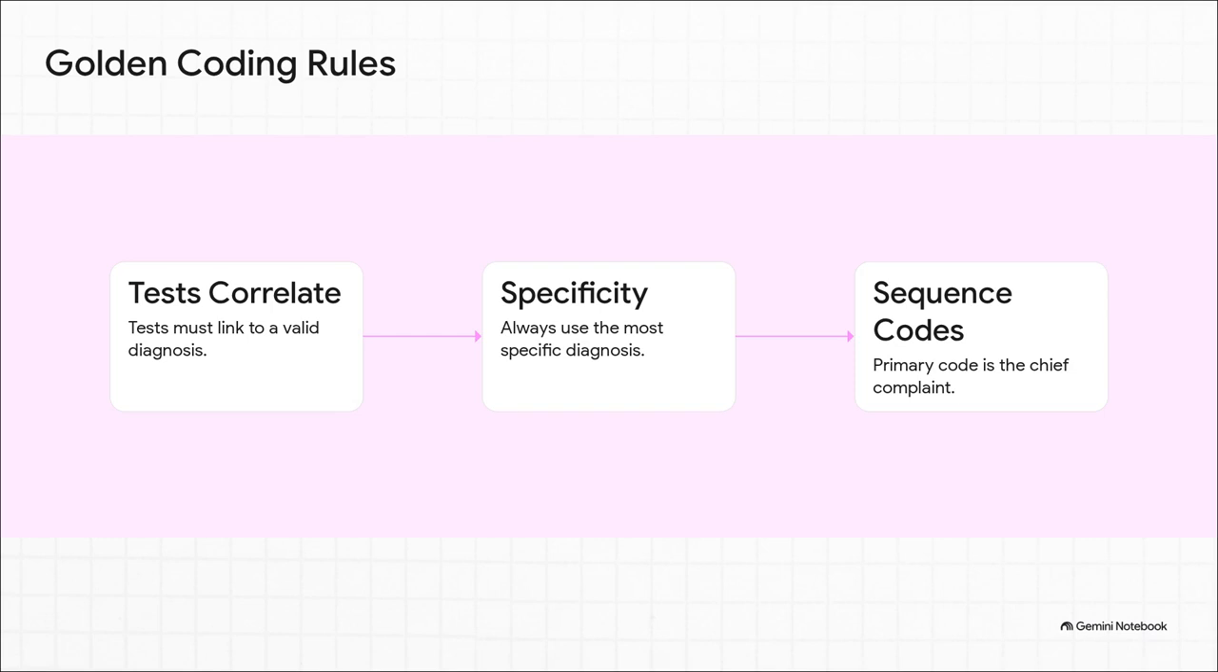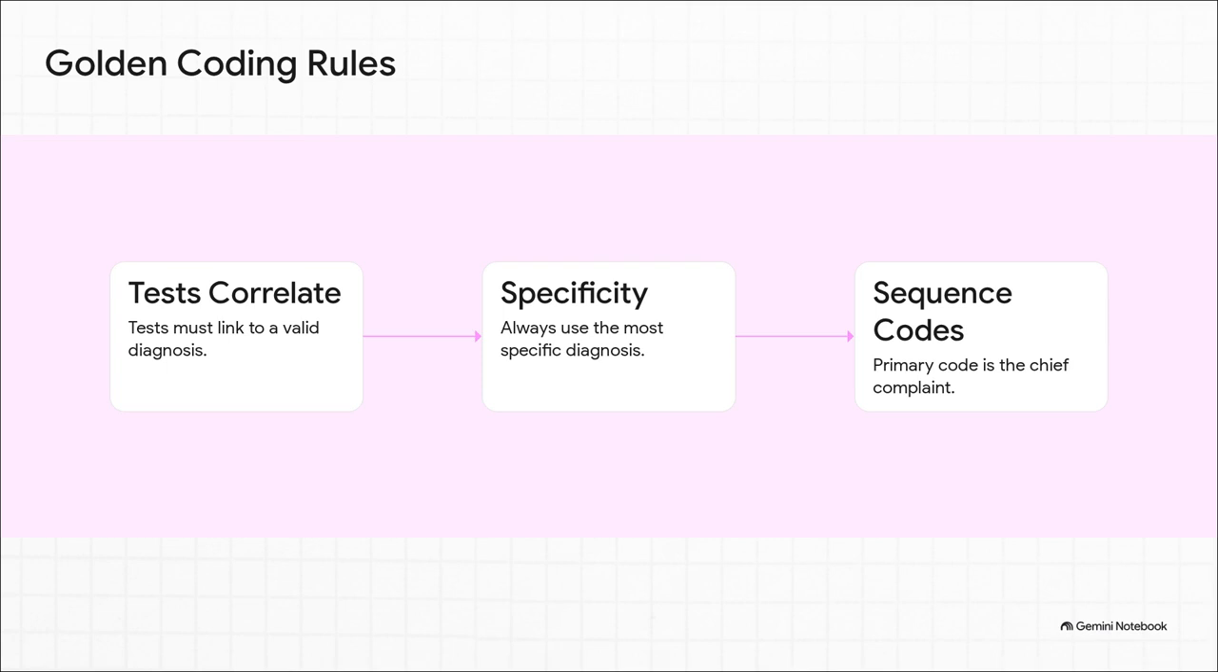Step 1. Tests must correlate. Any test you order absolutely has to associate with an ICD diagnosis. You can't just go ordering a test without proving the medical necessity for it first. Step 2, specificity is king. Always, always assign the most specific diagnosis known at the time. Don't fall back on a generic code if you actually have the clinical data for a highly specific one.